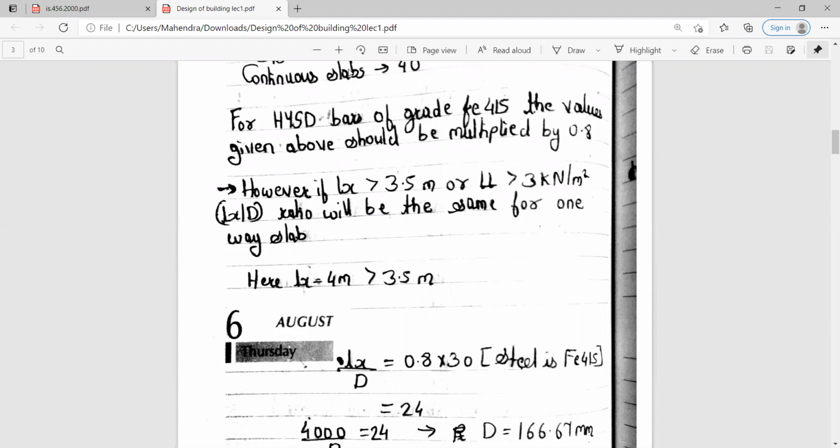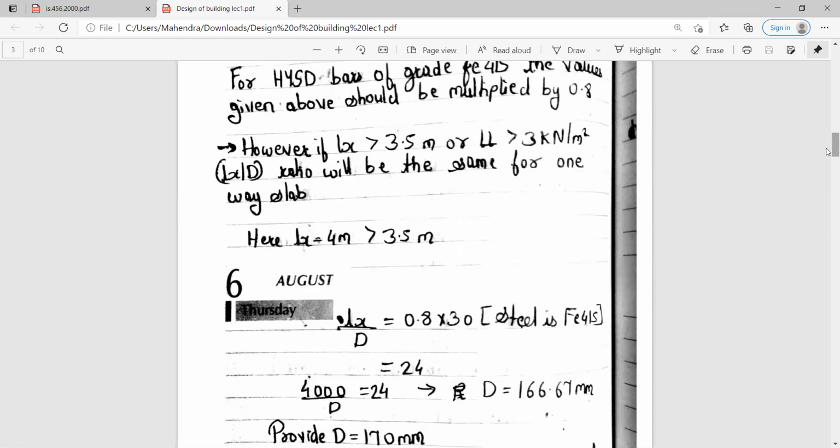So Lx by d ratio, as we are going to consider simply supported slab, we need to multiply it by 0.8 into 30. The value comes up to be 24. Now Lx is given to you, that is 4000. So 4000 by d equals 24. From this you get the value of depth. So depth is 166.67 mm, which is approximately equal to 170 mm. So do up till here. Here we are going to provide the depth of 170 mm.